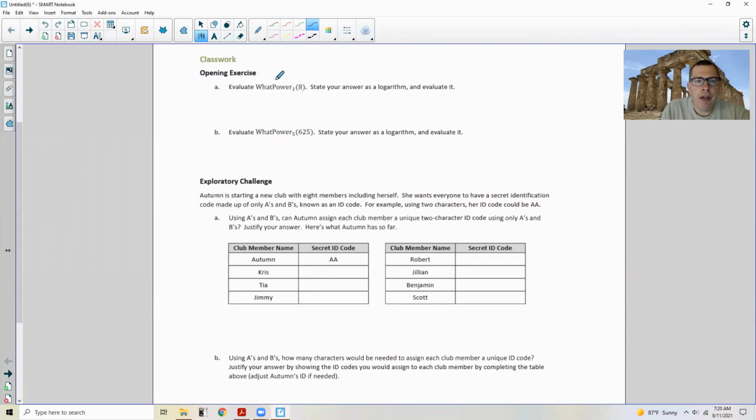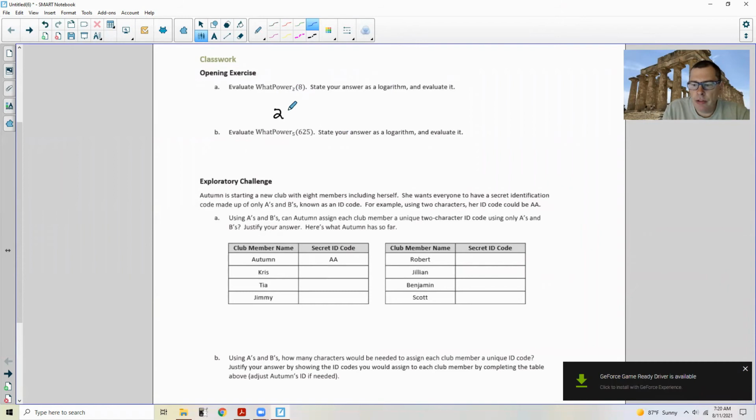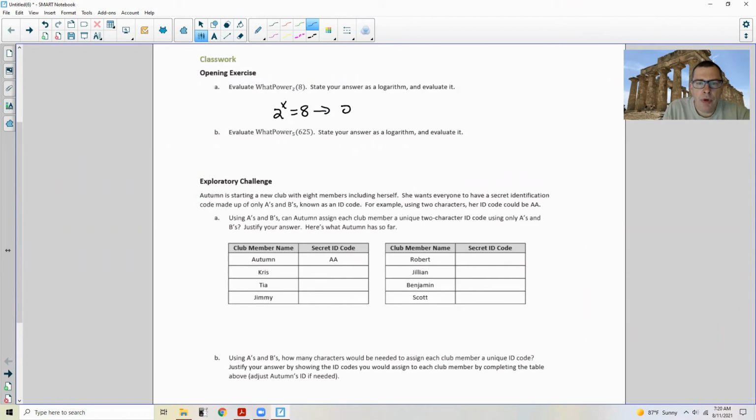So it says to evaluate what power of base 2 gives you 8. State your answer as a logarithm and evaluate it. So the way you should probably do this is it's a base 2, and 2 to the power of something equals 8. So I want to get the bases the same. So I'm going to reduce 8 down to 2. And 2 times 2 times 2 is 8, so that's 2 to the third. And when your bases are the same, your powers have to be the same, and therefore x equals 3. So the power of base 2 that gives you 8 is 3.